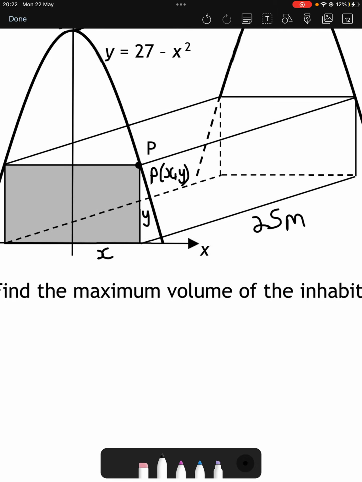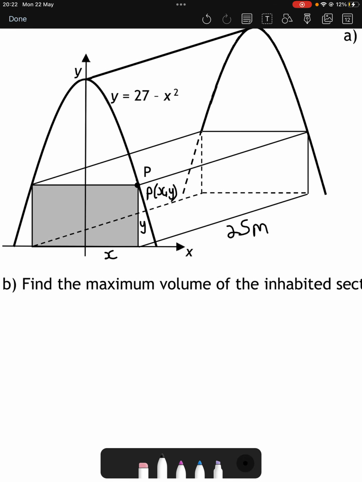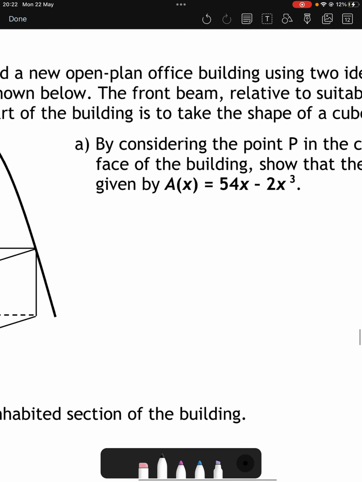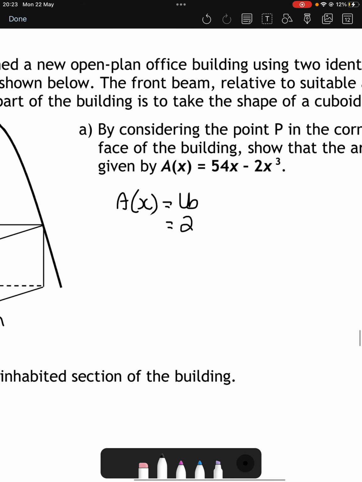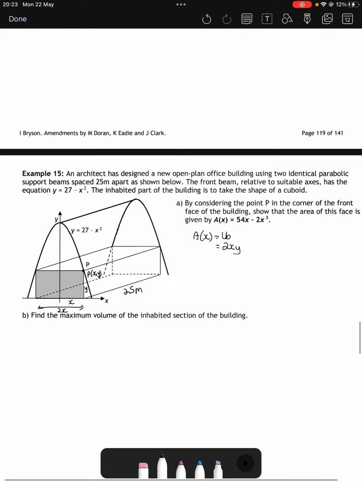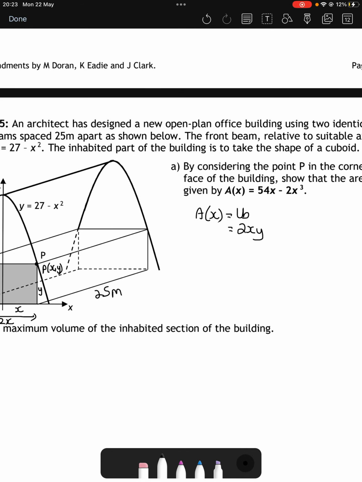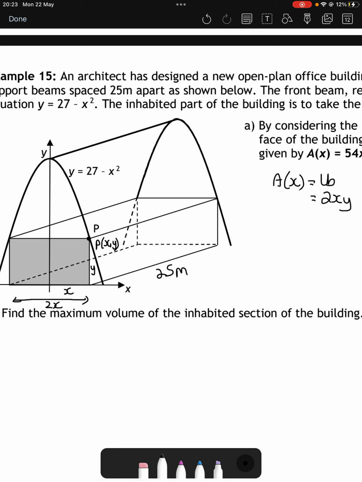Now, we want to find the area of this full face. So if you think about it, if that's x, then that must be 2x. Okay, so the area is length times breadth, which is 2x times y. Because all we know about point P is that it is a point, it takes the form x, y. So from the origin, we go along x and up y to get to that point P. So the area of the full thing is 2x times y.